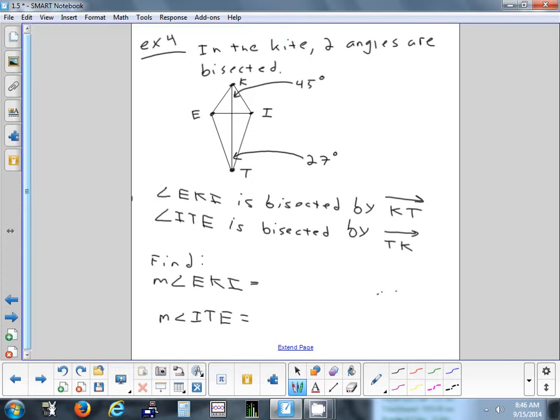Right. And how do you know that both halves are 45? What sentence tells you that? That they're bisected by the ITK or KT. Ray KT, yes. We know EKI is being cut exactly into 2 equal parts. It's been bisected. So if we know what half of it is, it's 45, and the other half is also 45, so we get 90.